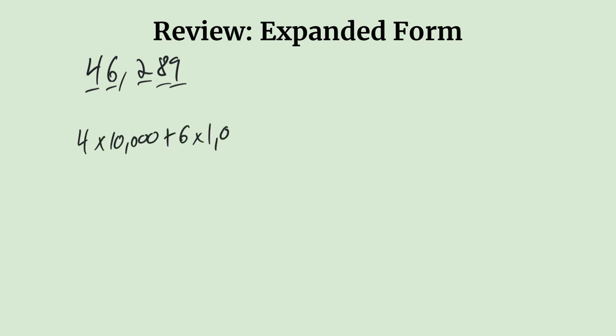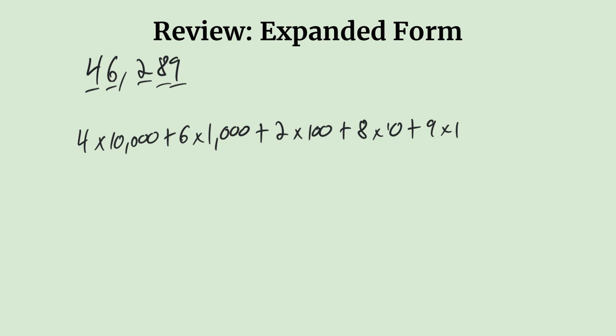So a little bit of review, expanded form. So if we had 46,289, expanded form is where we take each of these digits and multiply it by its power of 10 for the place value it's in. So 4 is in the 10,000s. So 4 times 10,000 plus 6 times 1,000 plus 2 times 100 plus 8 times 10 plus 9 times 1.